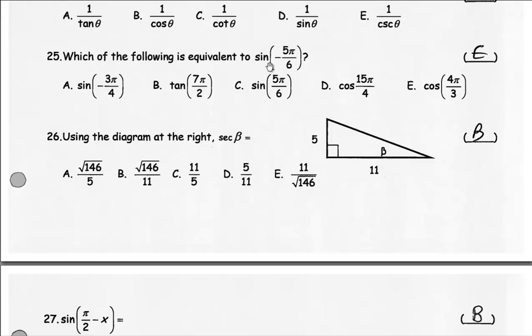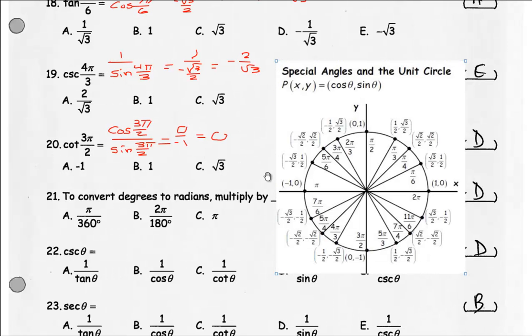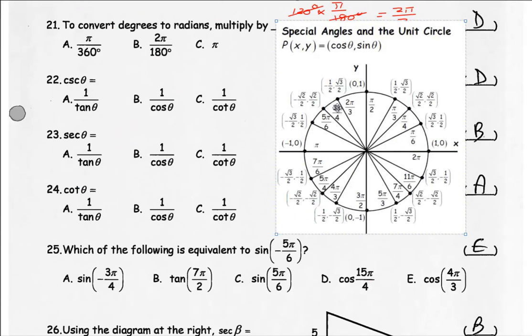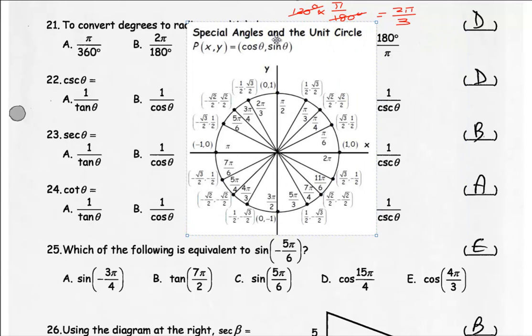Which of the following is equivalent to the sine of negative 5 pi over 6? And I think we need the unit circle back here. And maybe we'll leave it up there. That's a good place for it.